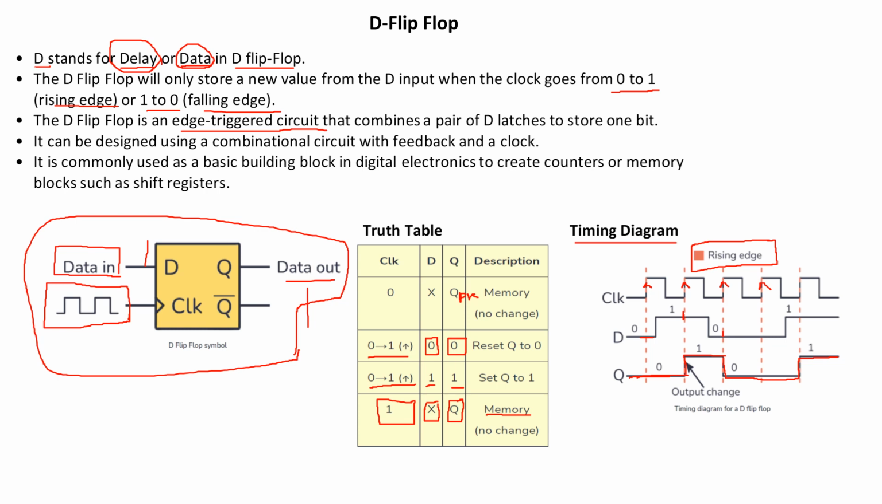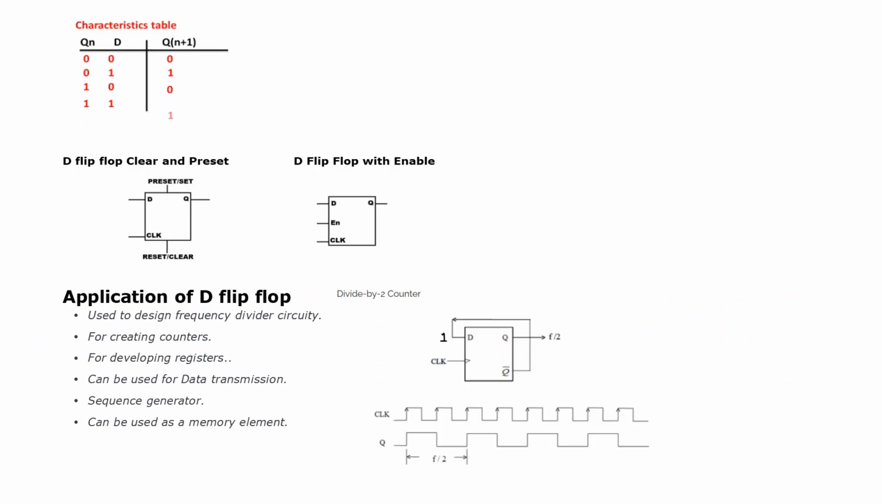Now let's understand how to write the characteristic equation for this D flip-flop. For this, I have my characteristics table, where you see the different combinations of Q and D: 0 0, 0 1, 1 0, and 1 1. So for 0 0, my Qn plus 1, the next state, is 0 only, whatever the data. For Qn 0, D 1, it will be 1. For Qn equal to 1, D equal to 0, it will be 0.